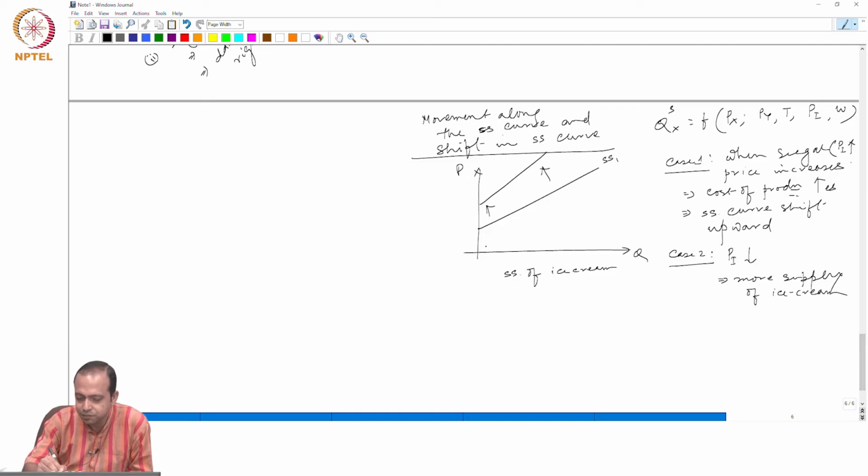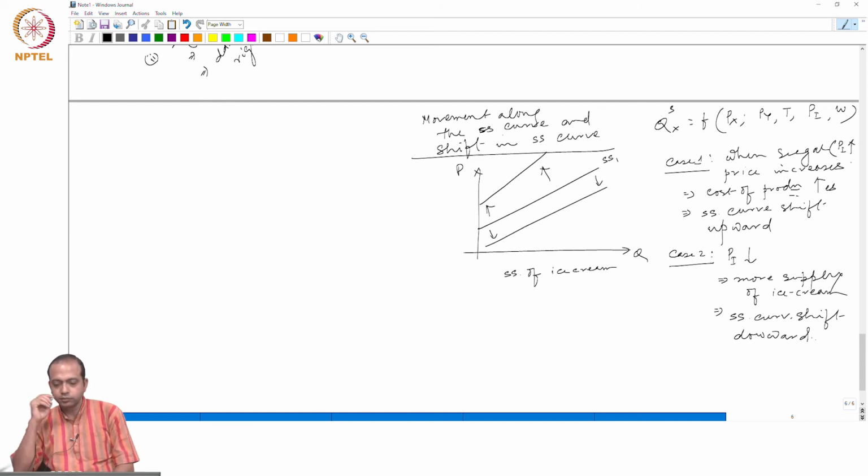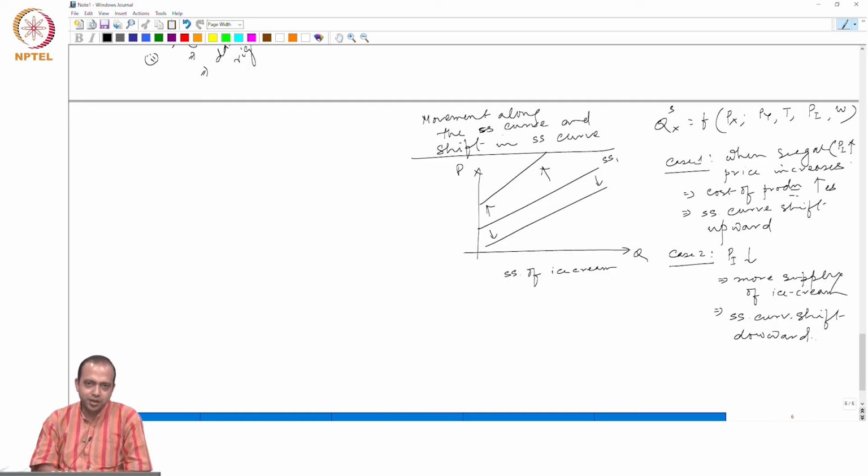Supply curve will shift downward. That means more supply. Supply curve shifts downward. Okay. So, again shift in the entire supply curve.